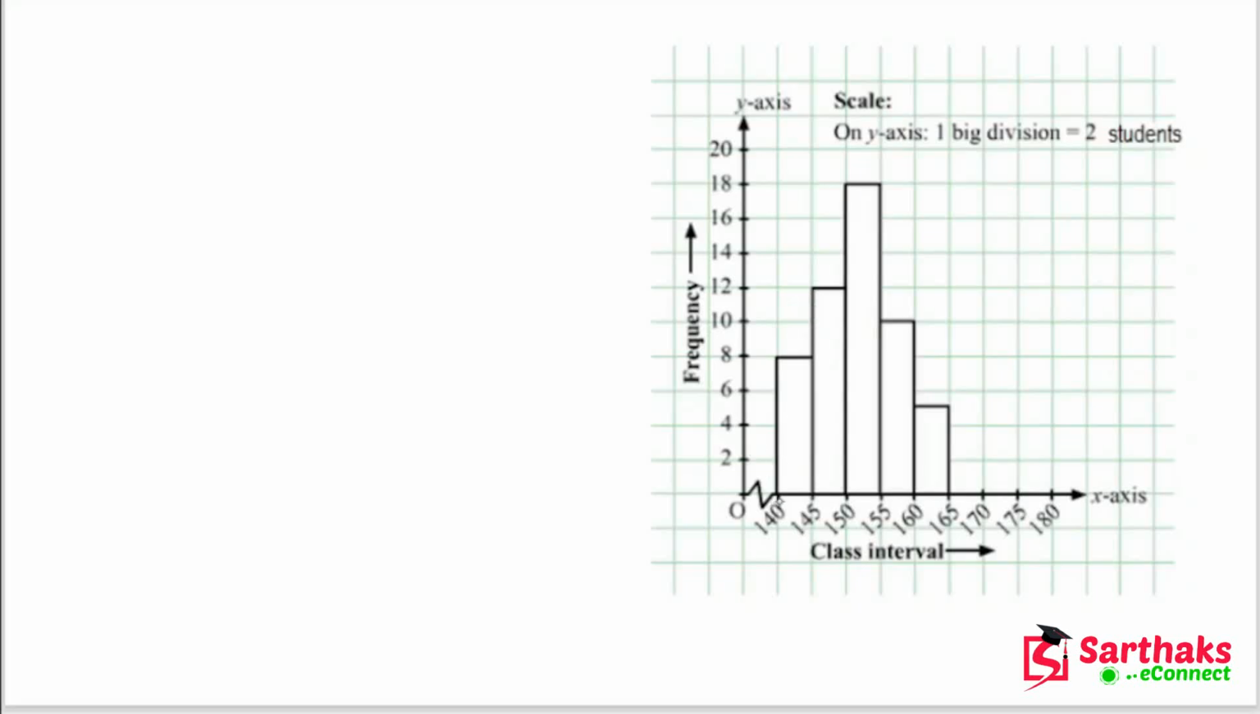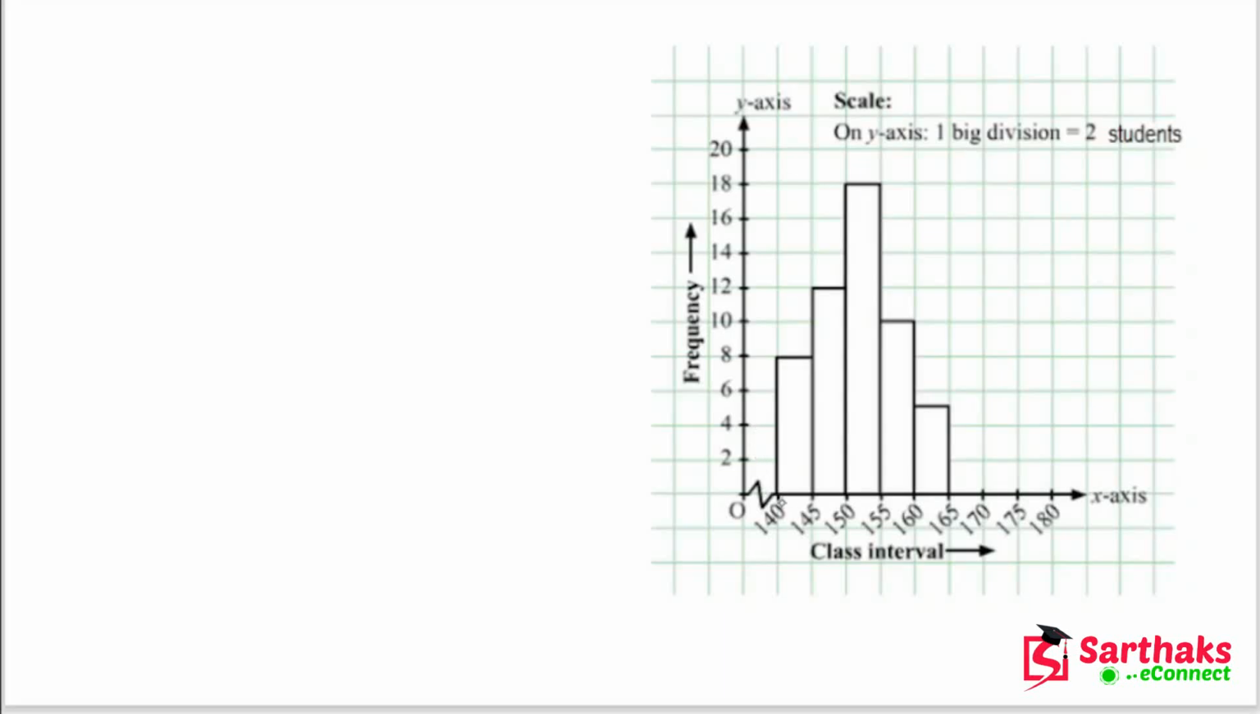You can clearly see the width has been taken as 1 centimeter representing 5 units. One big division equals 5 units on the x-axis. On the y-axis, one big division, or 1 centimeter, these are blocks of 1 by 1 centimeter. This 1 centimeter is representing 2 students. So you can clearly see the scale on the x and y-axis is different.